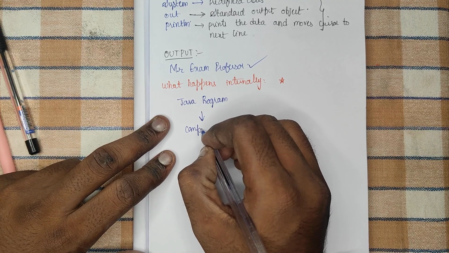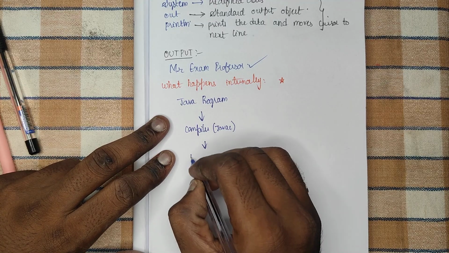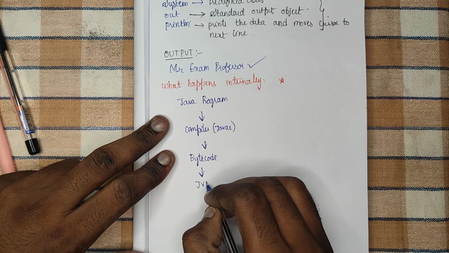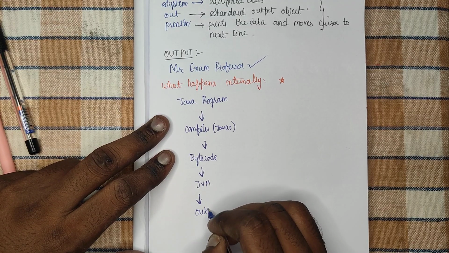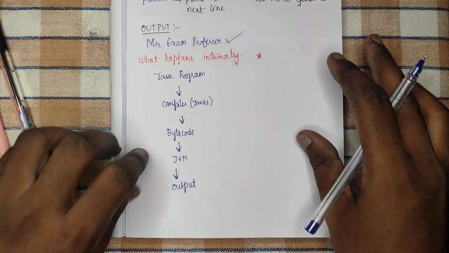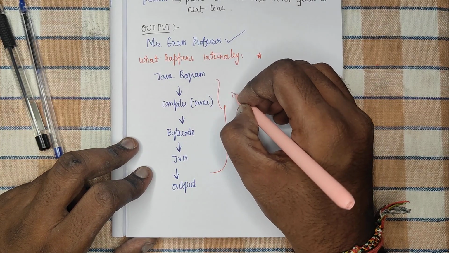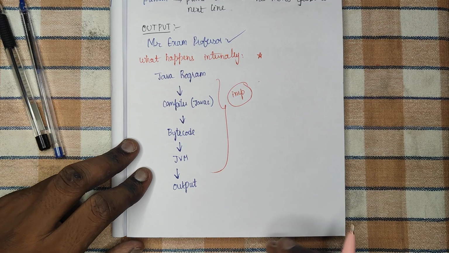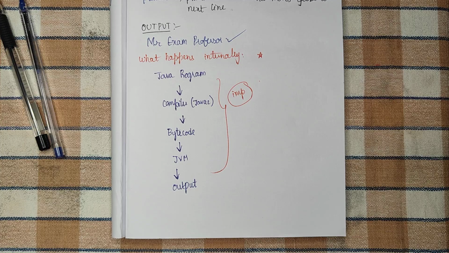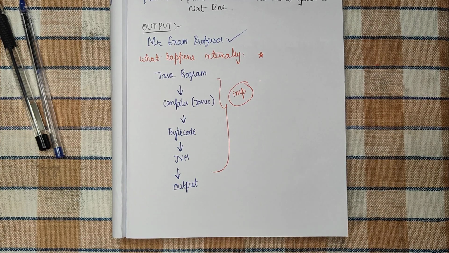Java program, compiler, javac, bytecode, JVM, output. This is the marks area. This is important. Maybe there's a chance of asking this. So this diagram is so important. You can learn this. Now I'm going to explain tokens in Java.